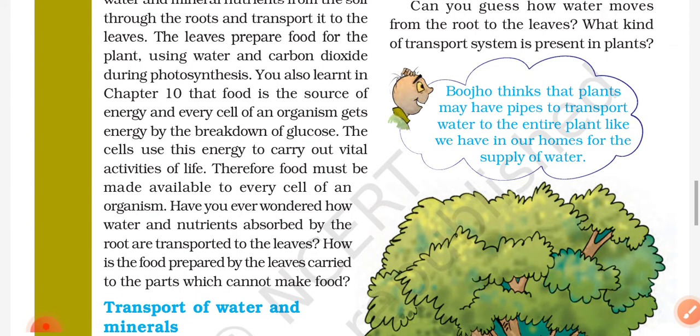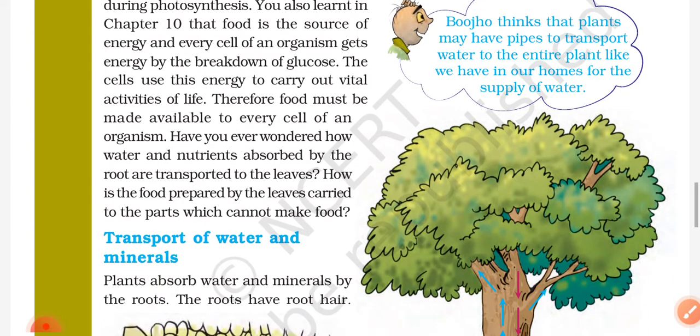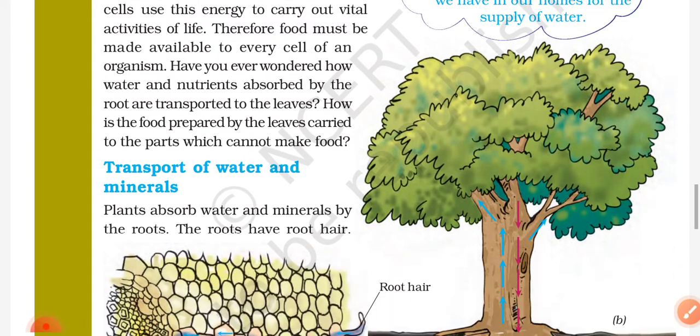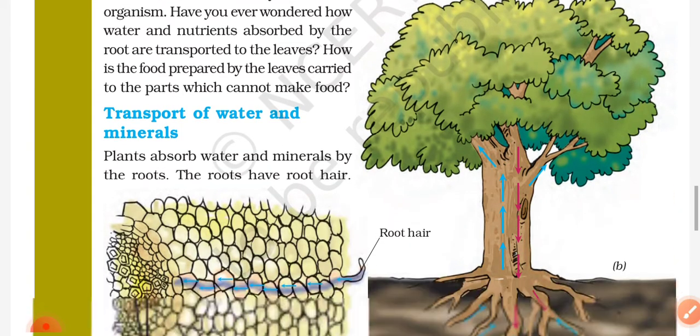The cells use this energy to carry out vital activities of life. Therefore, food must be made available to every cell of an organism. Have you ever wondered how water and nutrients absorbed by the roots are transported to the leaves? How is the food absorbed by the leaves carried to the parts which cannot make food?